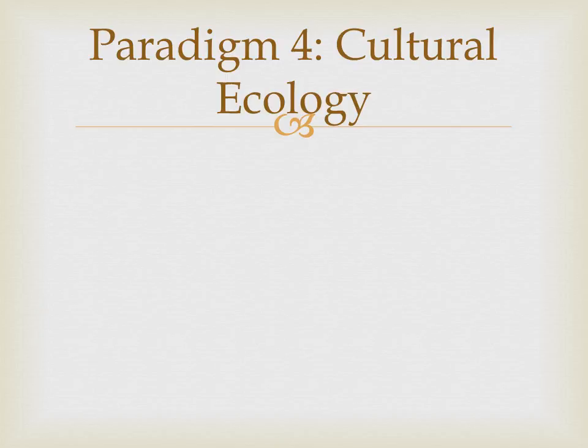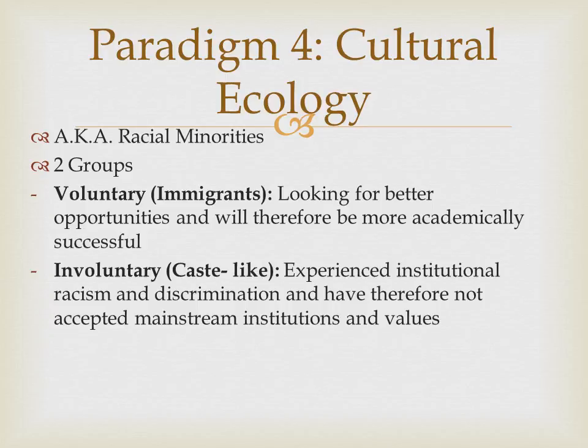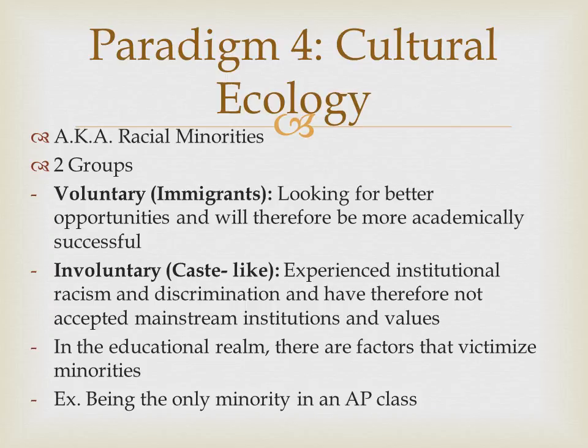Now, the fourth paradigm is the cultural ecology paradigm, aka racial minorities. There are two groups that make up the cultural ecology paradigm. Voluntary or immigrants. Now, these people are looking for better opportunities and will therefore be more academically successful. And the second group is the involuntary or the caste-like. And these people experience institutional racism and discrimination and have therefore not accepted mainstream institutions and values. In the educational realm, there are factors that victimize minorities. For example, being the only minority in the AP class, like myself in high school.